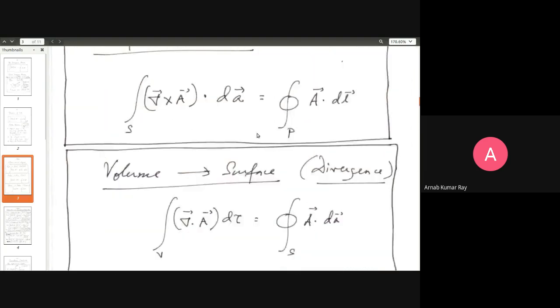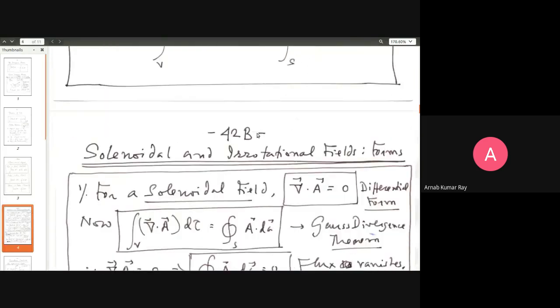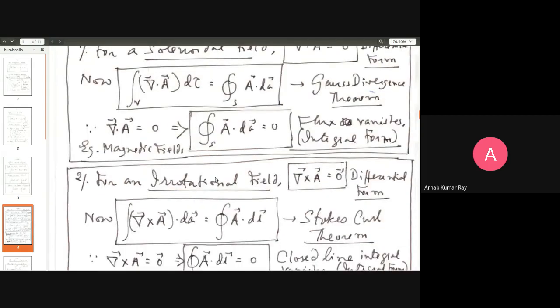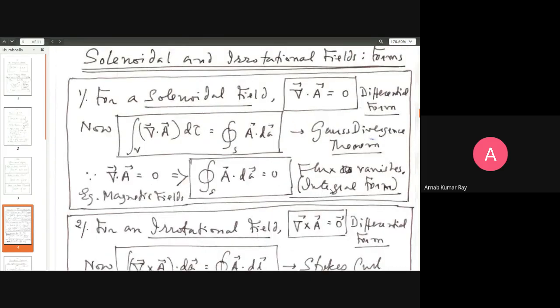Now we shall apply them in a physics context: solenoidal and irrotational fields, forms of fields. I have discussed so far the definition of a solenoidal field. You'll straight away say the divergence of that field will give you a scalar zero. What is the definition of an irrotational field? Curl of that field will be vector zero. Okay, fine, that is good.